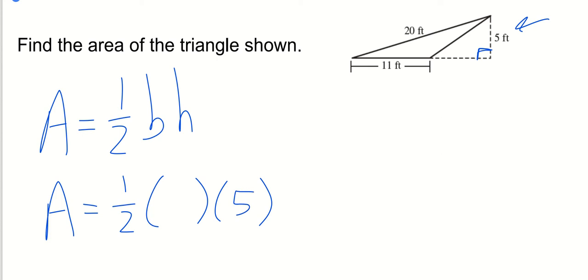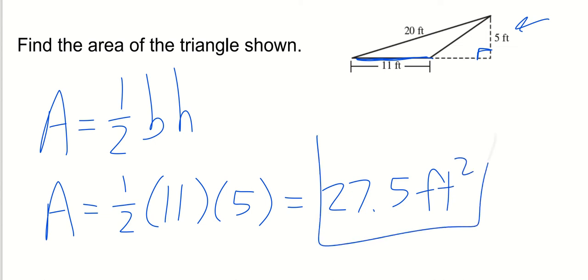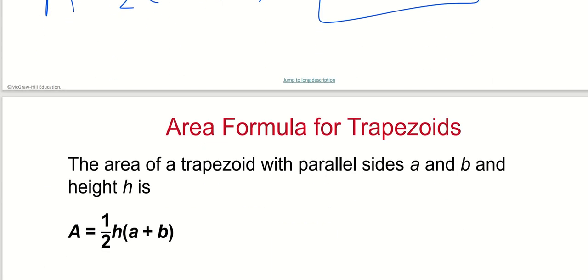The side that the height is drawn to is this side. Although it's an extension of the side, it's this particular side, which has a length of 11. That makes that our base. So the area of the triangle is going to be 1/2 times 11 times 5, which if we work it out is going to be 27.5 square feet. So the area of that triangle is 27.5 square feet.